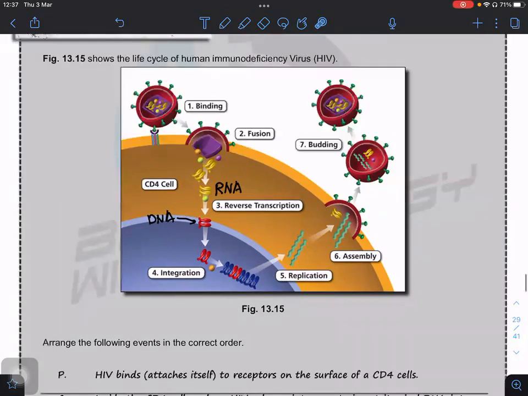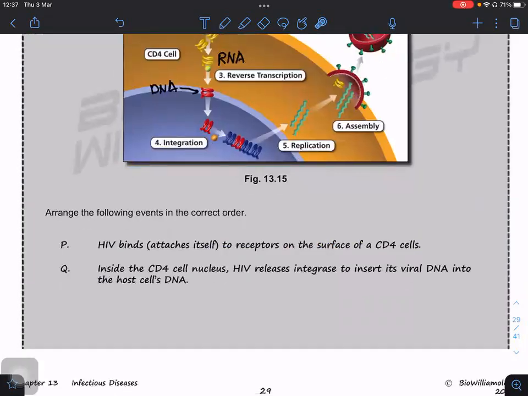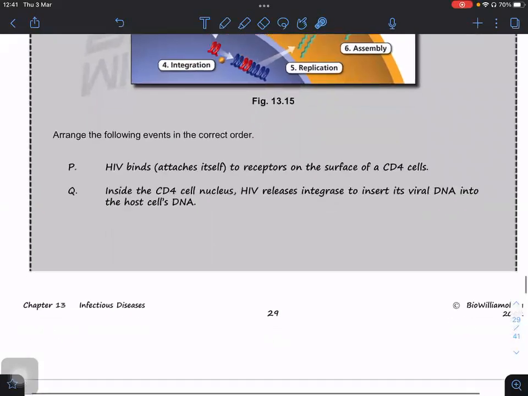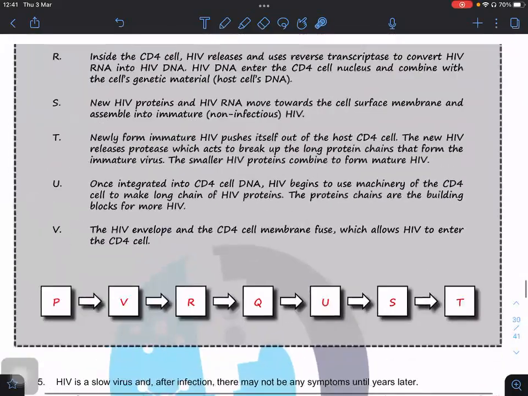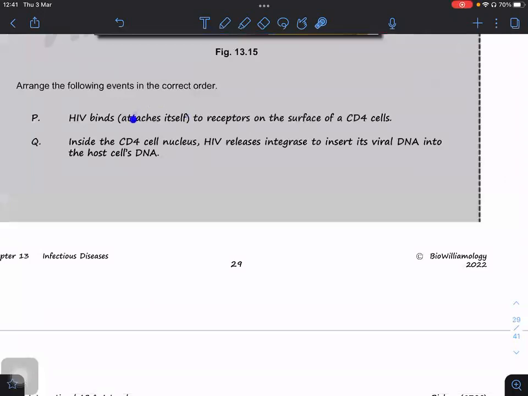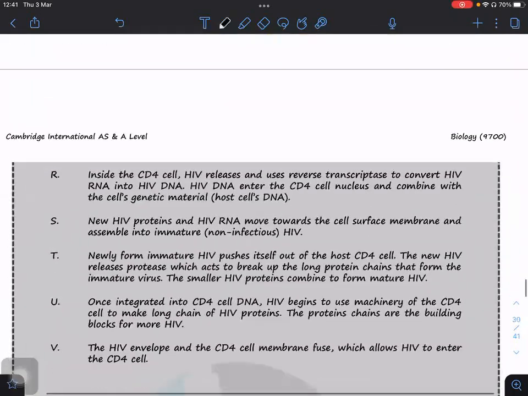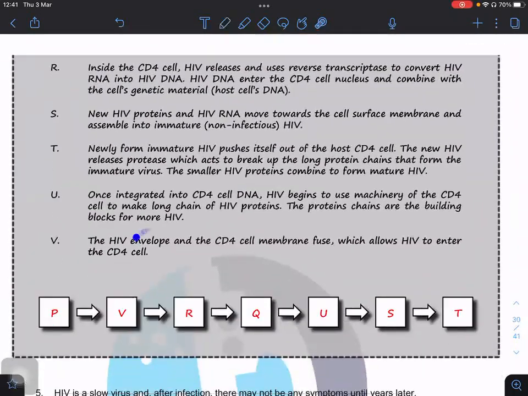Take 3 minutes to arrange the following events in the correct order. For this part, it's quite simple. First, HIV will attach itself to the receptor on the surface of CD4 cells. Write down CD4 cells, also known as the helper T cell. Next, the HIV envelope and the CD4 cell membrane fuse, which allows HIV to enter the CD4 cell. So this one is actually named the receptor.